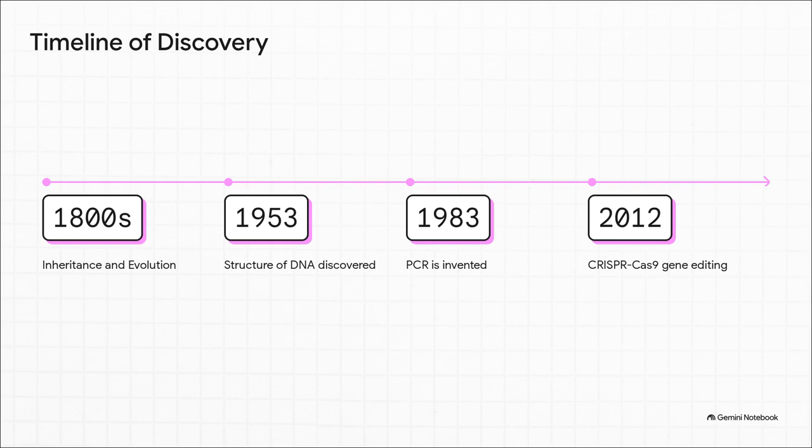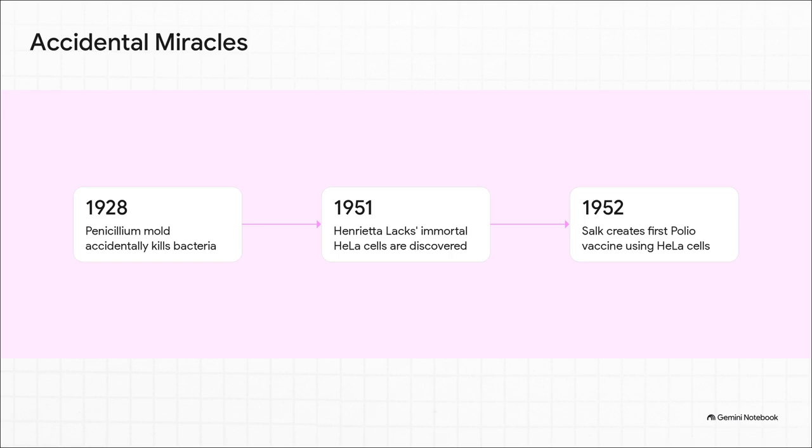Fast forward to 1983, Kary Mullis and his colleagues perfect PCR, a technique that essentially let us rapid-fire copy DNA. And then, skipping to 2012, Doudna and Charpentier helped characterize CRISPR-Cas9, and that gave humanity the power to actually edit genes with pinpoint precision, a real game changer. But you know what's really amazing about this timeline? So many of these massive leaps were just accidental miracles.